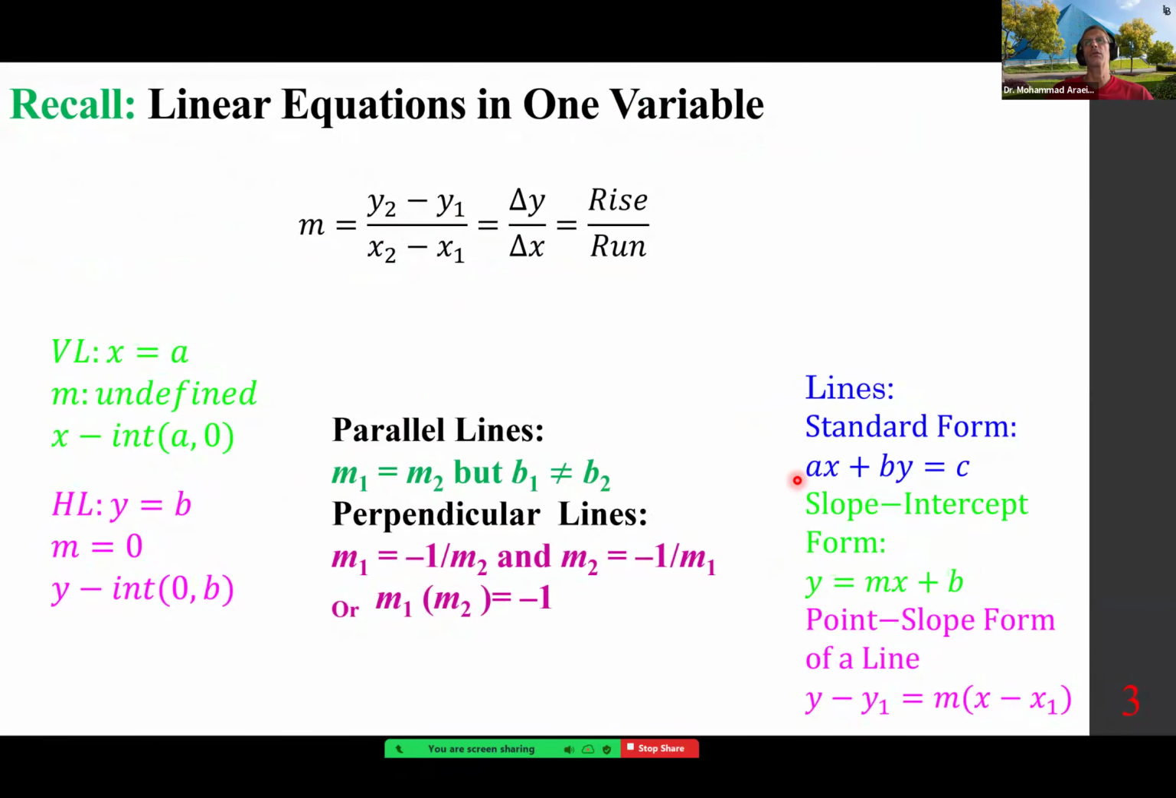Lines, we can write them in three formats. Standard form, ax plus by equals c. Slope-intercept form, y equals mx plus b. And point-slope form of a line, y minus y1 equals m times x minus x1.